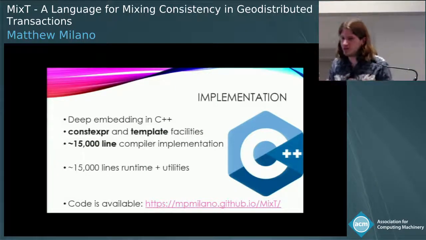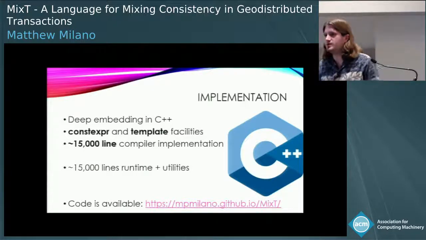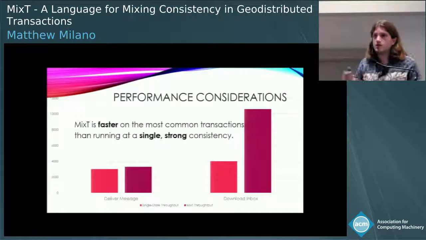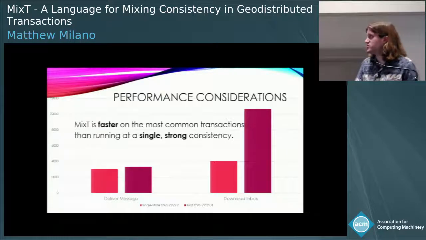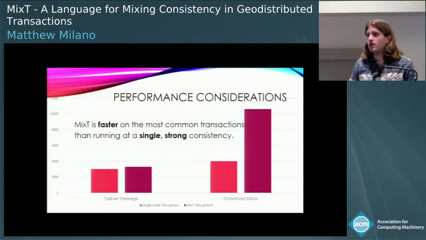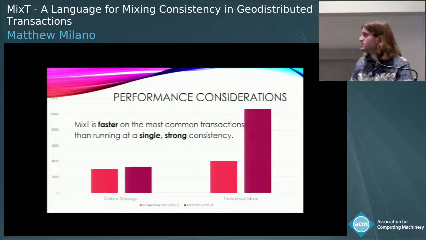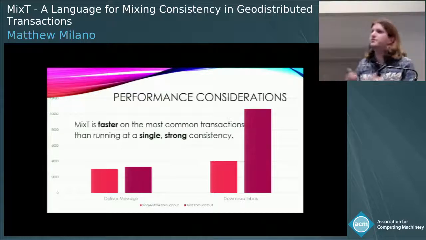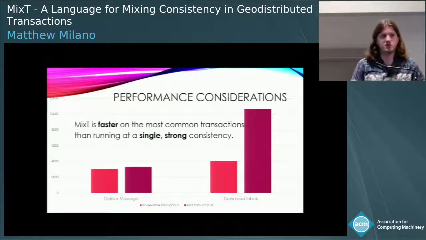Now, of course, the goal behind all of this was to write our transactions without falling prey to them being too slow. So there are some important performance considerations to take in mind. What we found is that on the most common transactions our examples will have, the MixT version runs significantly faster than the purely strongly consistent version, which we found was too slow.